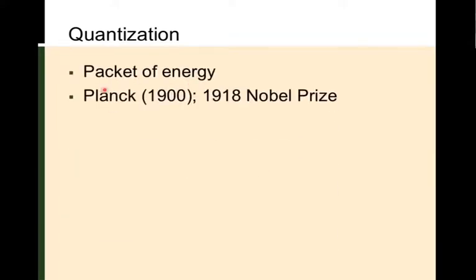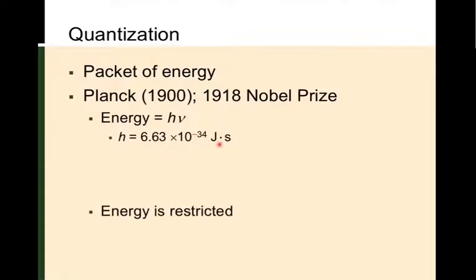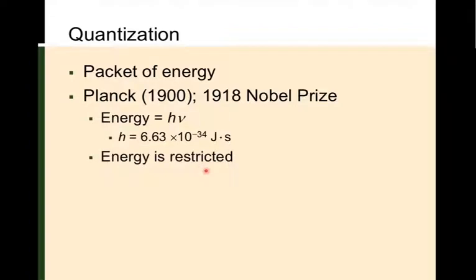Quantization then, packet of energy. Planck won the Nobel Prize in 1918 for his discovery in 1900. E is equal to h nu. h is 6.63 times 10 to the minus 34 joule seconds. This is a constant. You can look that up. Energy is restricted, so there can only be specific energies available. For example, E is equal to h nu, E is equal to 2h nu, E is equal to 3h nu, and so on.